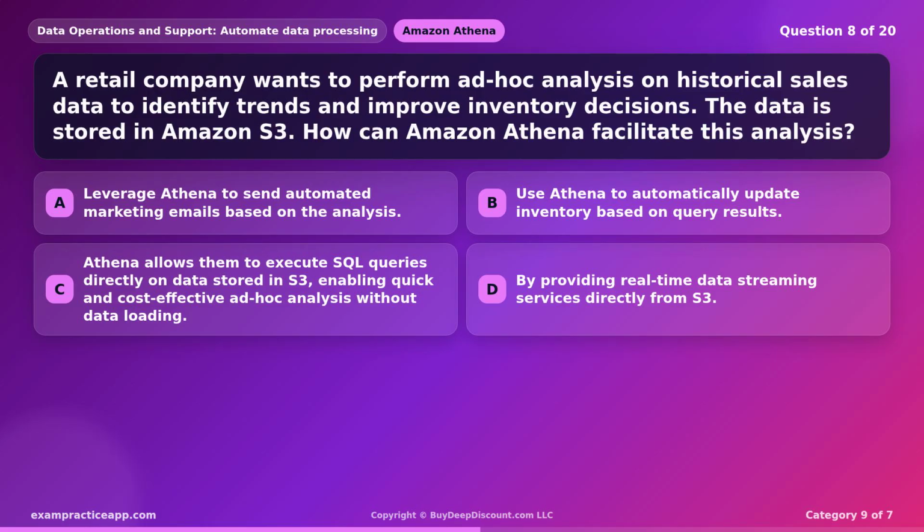The correct answer is option C. Athena allows them to execute SQL queries directly on data stored in S3, enabling quick and cost-effective ad hoc analysis without data loading. Explanation. Amazon Athena is highly effective for performing ad hoc analysis on data stored in S3 as it supports SQL querying directly on the storage layer. This capability allows the retail company to quickly derive insights from their historical sales data without the need for traditional data warehousing solutions, enhancing inventory decision-making.